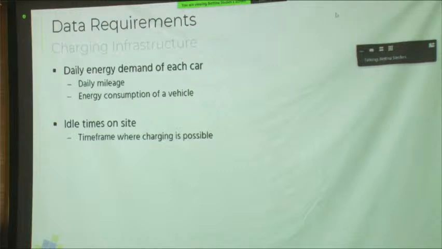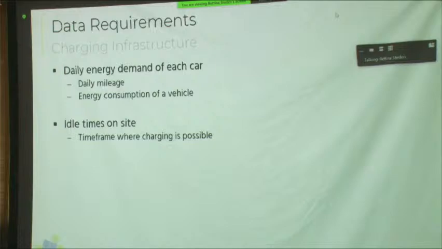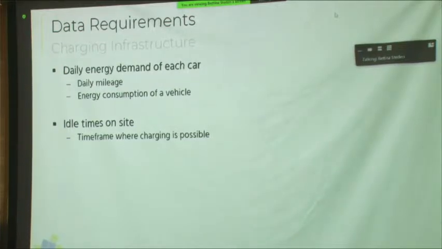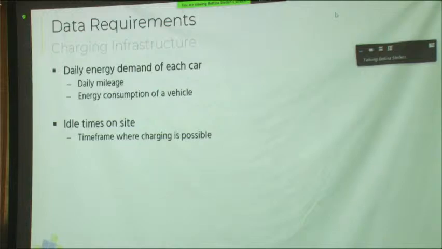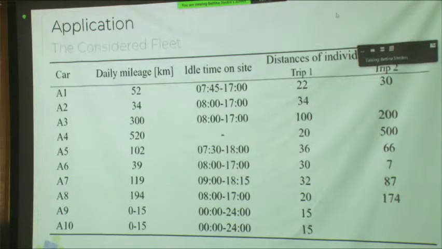And for the third indicator, the charging infrastructure, we need to estimate the daily energy demand of the car. The energy demand can be estimated roughly with knowledge about the daily mileage and the energy consumption the vehicle is going to have. And if we also have, again, data on the idle times on site, we can define the time frames in which charging is possible, and also the amount of charging spots we need. We say, okay, we need 3 cars that need to be charged in this time frame at the same time, so we need 3 charging spots, for example. And this whole approach was then applied to a vehicle fleet in our NM-AIST project.